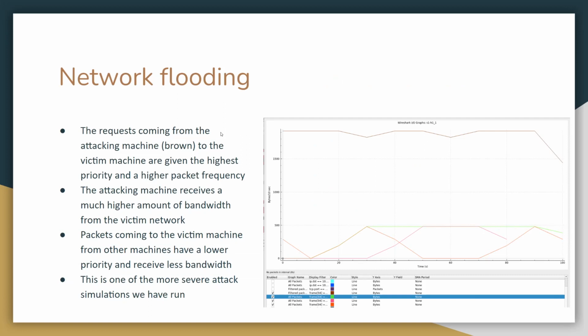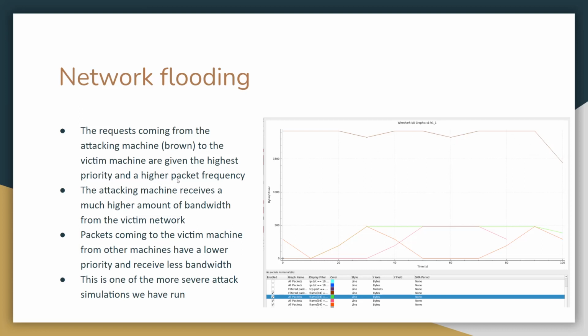For our last attack here, it's arguably the most interesting one. We can see that it looks a lot different from other graphs, and that the attacking machine's traffic is clearly given the most priority. It is around 1500 bytes per 10 seconds more than the next runner-up. This is due to the high priority that was given to the attacking machine's traffic.